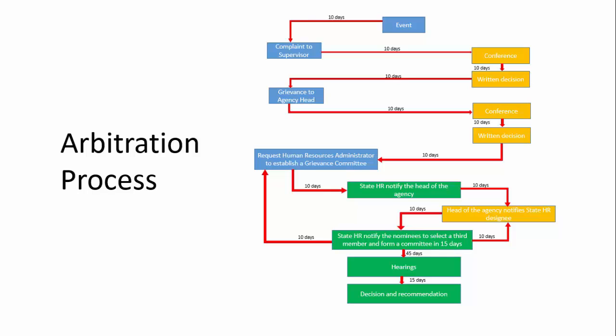a 3rd member. Once the grievance committee is formed, they have 45 days from the formation of the grievance committee. The committee shall schedule and hold hearings or render a decision without a hearing based solely on the written record. These 45 days might be extended by mutual agreement of both parties.